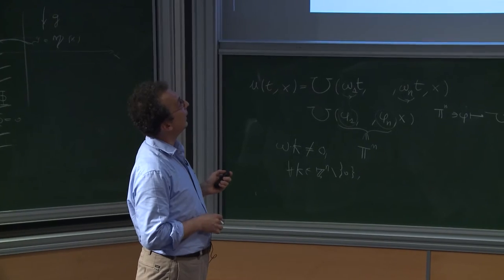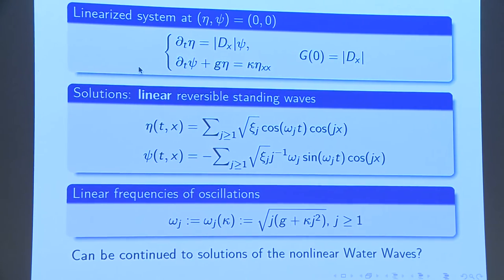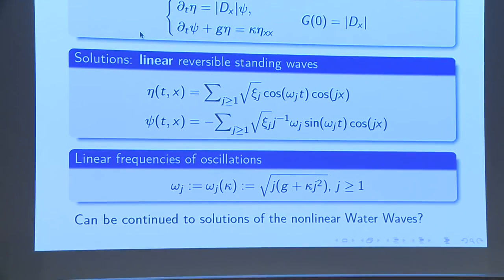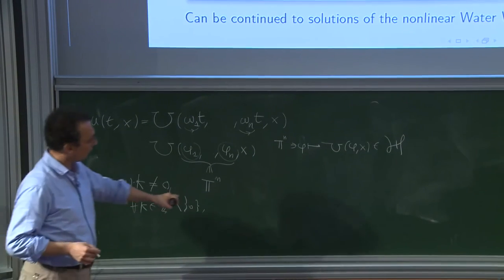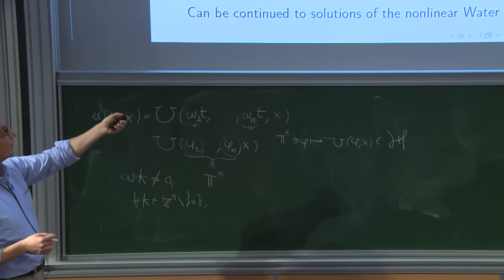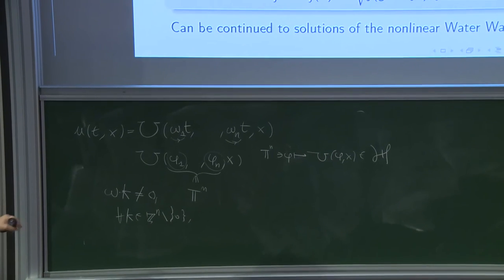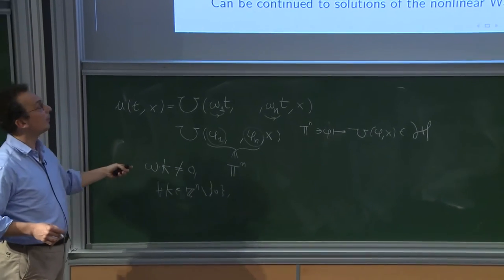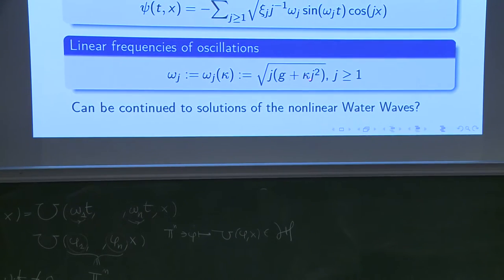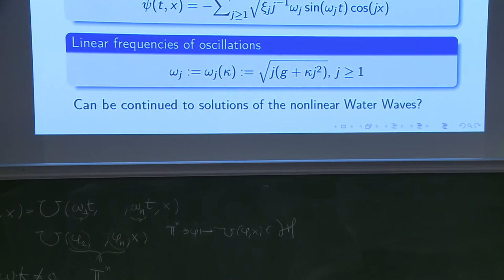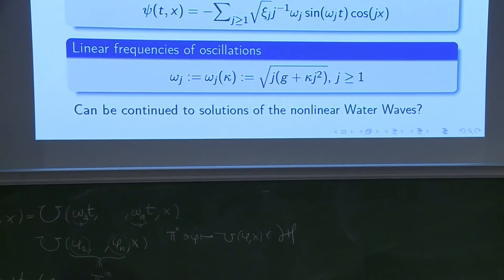So the linear equation actually has this structure. All the solutions of the linear equation are of this form here, even with an infinite dimensional torus, with infinitely many frequencies, because here I put the series for j greater or equal to 1. And these non-resonance conditions, on the contrary, of course, depend on the linear frequencies, on the values of the parameters gravity and surface tension. According to the values of g and k, there are different non-resonance conditions.